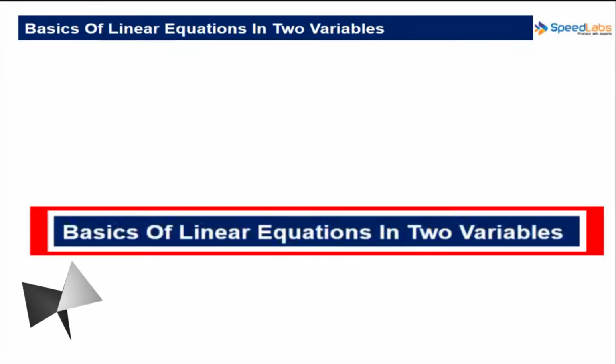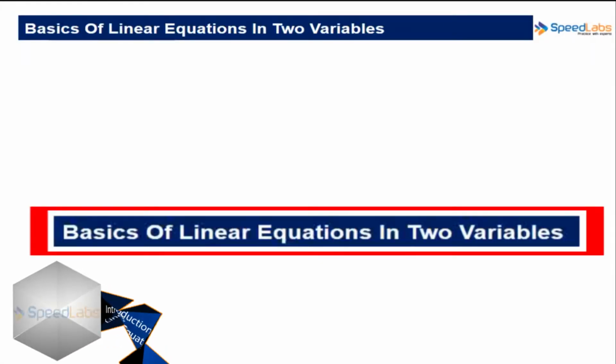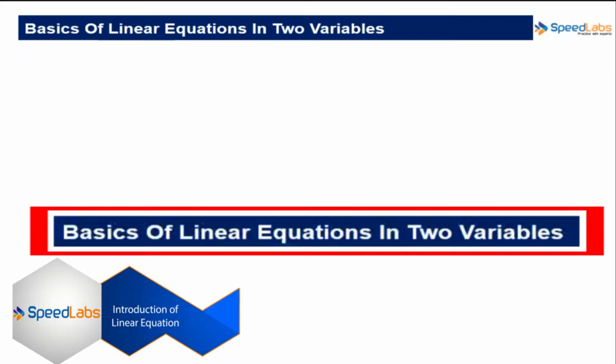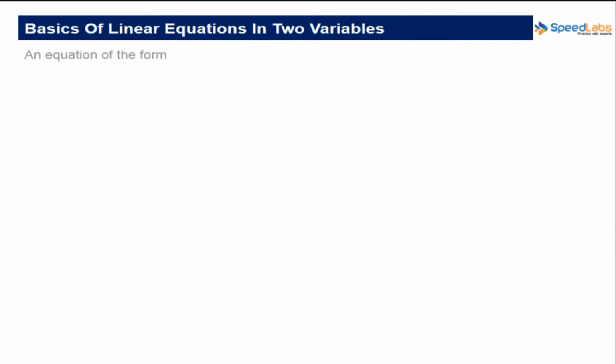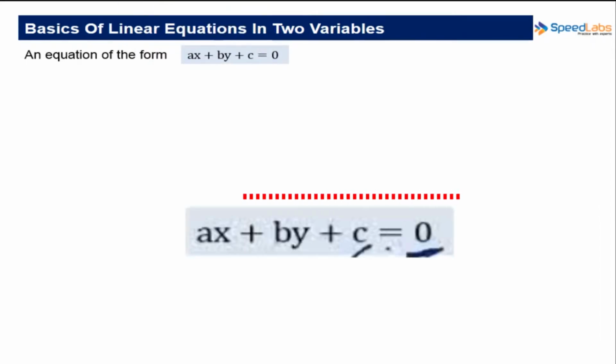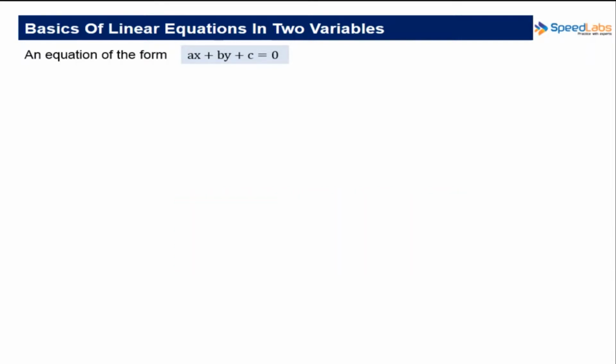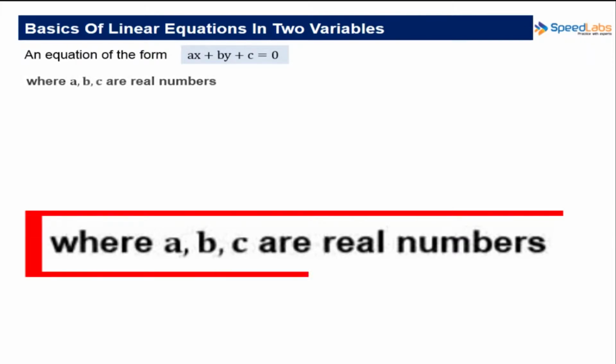So now let us discuss a few basic things about linear equations. As the name suggests, the equation should be linear, so what does it mean? We'll just see. If an equation is present in this form, which is ax plus by plus c is equal to 0, now what is a, what is x? So a, b and c are some real numbers.